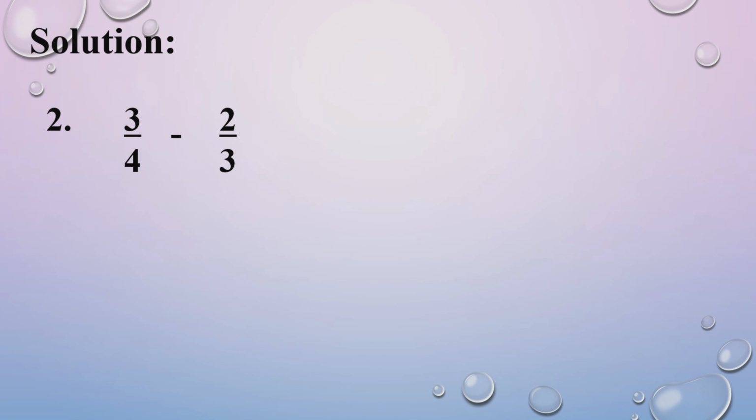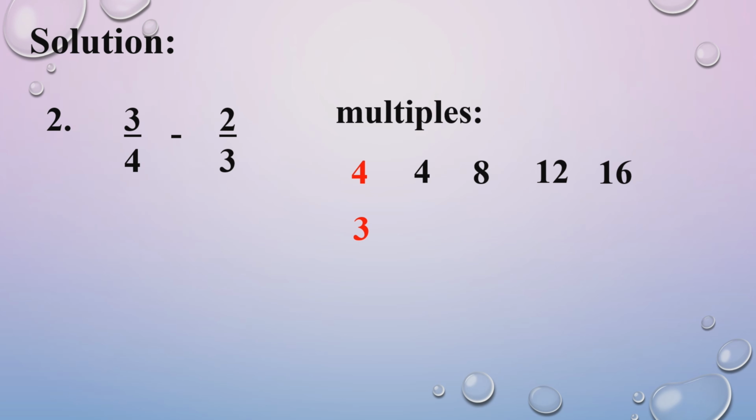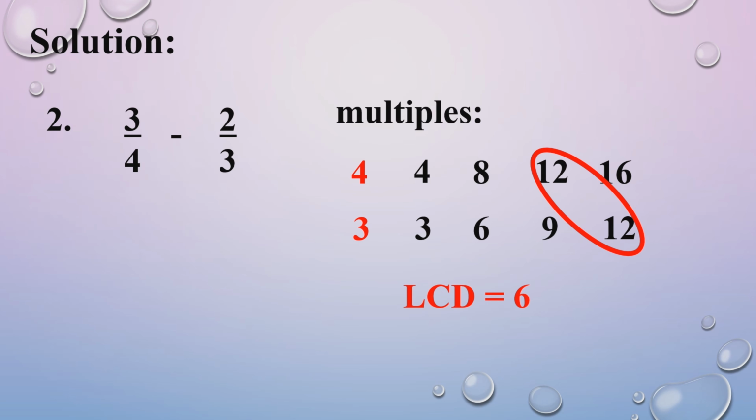Let's have number 2. 3/4 minus 2/3. So the multiples of 4 are 4, 8, 12, 16. For 3, these are 3, 6, 9, 12. Let us find the LCD. The same number is 12. So that will be our LCD.